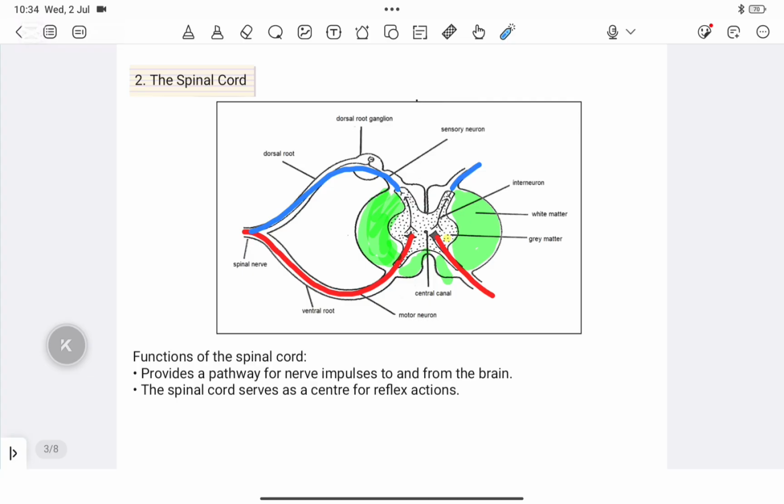This is going to be very important when we're going to be doing a simple reflex action, because this diagram, not every single part, but it is involved in a simple reflex action as to how a simple reflex action happens. So you have to know and you have to understand this diagram.